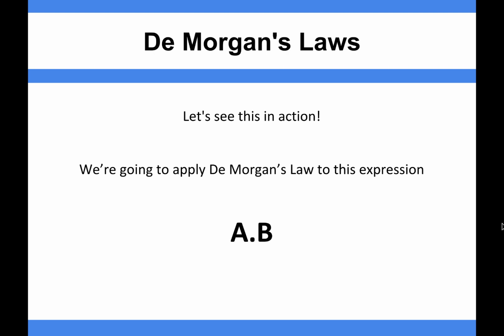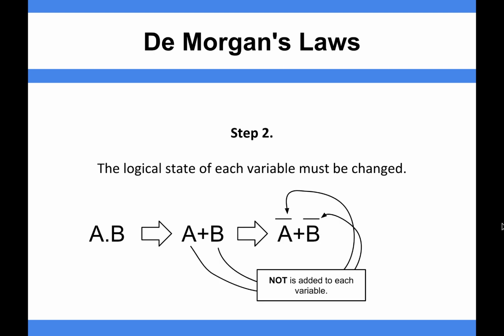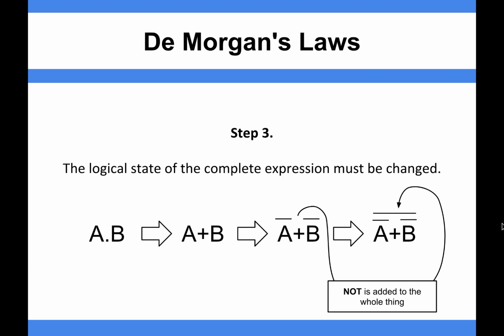So we're going to apply it to this basic expression at the bottom. Okay, so we'll start simple. The first one is we must change the logical connective. That means pick the operator that you're going to work on and change it. So if it's an AND, it becomes an OR. If it's an OR, it becomes an AND. Then the logical state of each variable must be changed. So if it's an A, it must become a not A. If it's a not A, it must become an A. Okay, so you not each variable, and then we're going to not the entire expression.